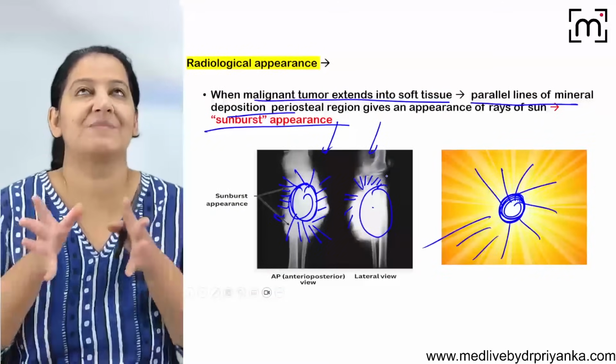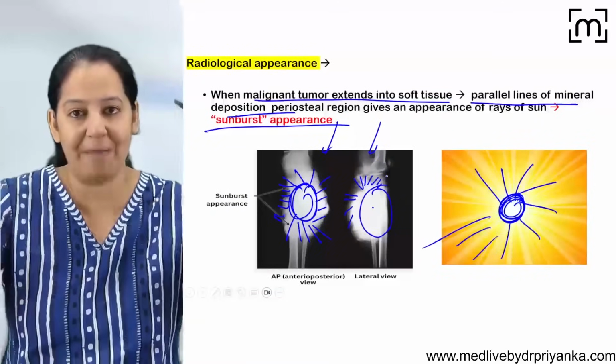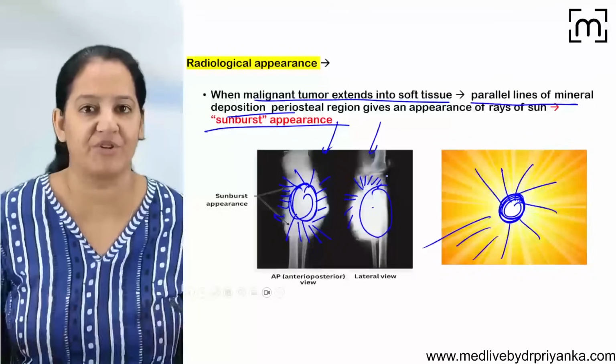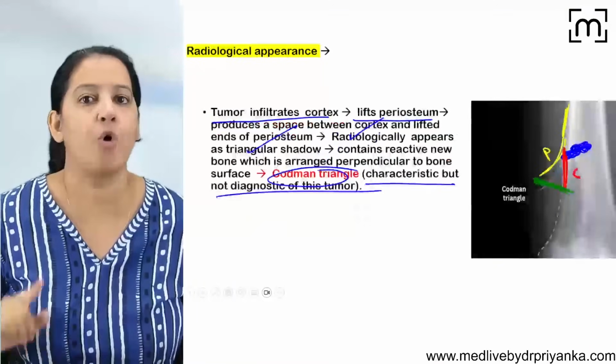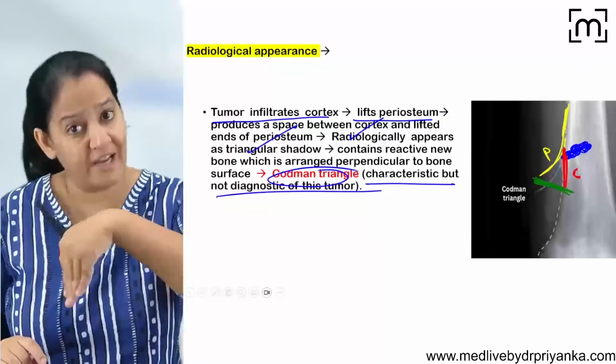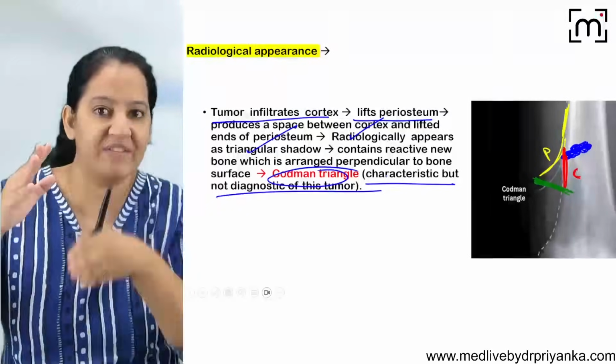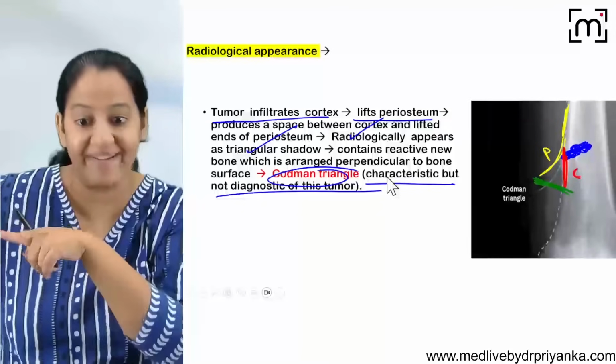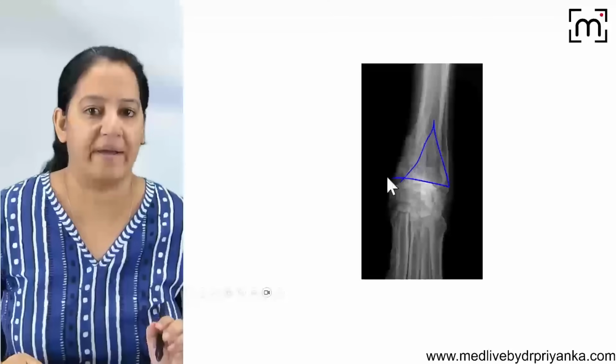Sunburst appearance is due to the spread of the tumor in the soft tissue, giving parallel lines of mineralization in the soft tissue. It is known as sunburst appearance. And Codman triangle: when the tumor starts from the medullary cavity, it grows and lifts the periosteum. So there is a space between the cortex and the periosteum in the form of a triangle. It is known as Codman triangle.